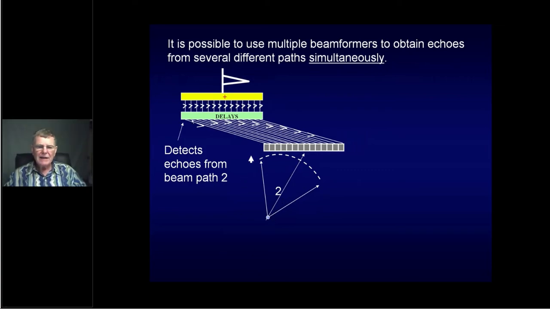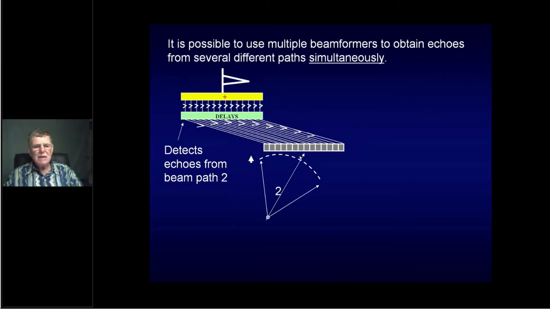In actual fact, if the delays here were set accordingly, then any echoes coming from this beam path here, shown as number 2, would add up to a beautiful, strong signal, wouldn't they? This beamformer would not give you a good signal from the ones straight down at 90 degrees because the delays are set wrong.